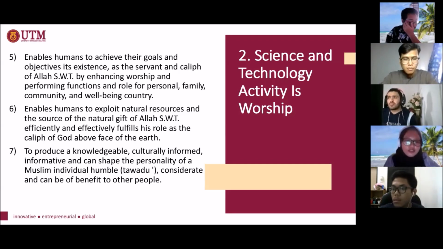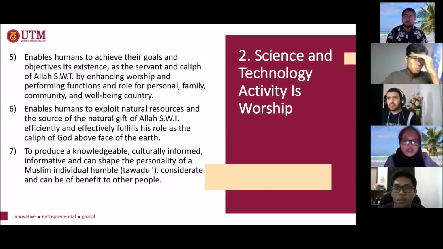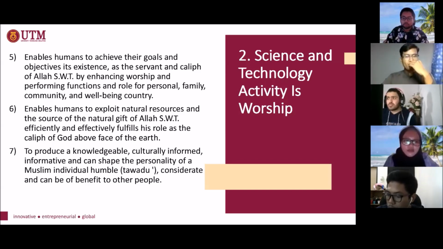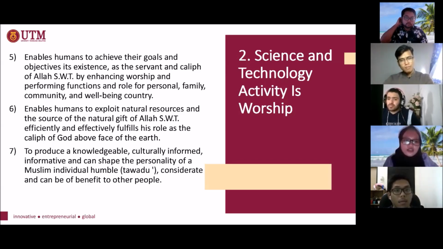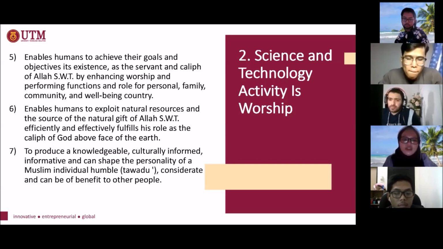This enables humans to achieve their goal and objective of existence, as servants and caliphs of Allah subhanahu wa ta'ala, by enhancing worship and performing functions and roles for personal, family, community and country well-being. This enables humans to exploit natural resources and the natural gifts of Allah subhanahu wa ta'ala efficiently and effectively, fulfilling their role as the caliph of God on the face of the earth. Seven, to produce a knowledgeable, cultured, informative individual who can shape the personality of a Muslim: humble, tawadu', considerate and beneficial to other people.